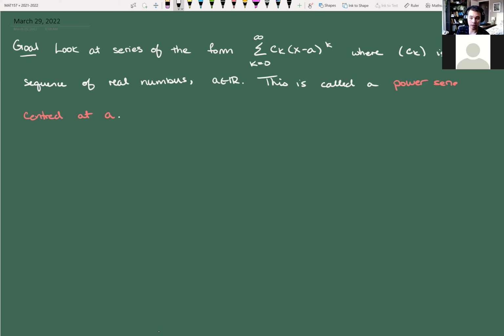But we are not working with formal power series. We want to know when these things converge, right? That's really important for us. So that means we have to prove a bunch of things.